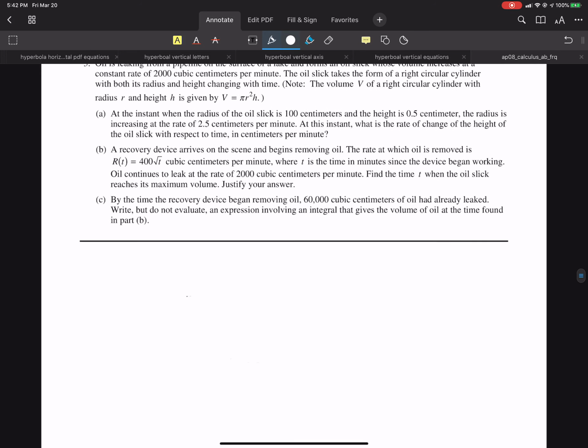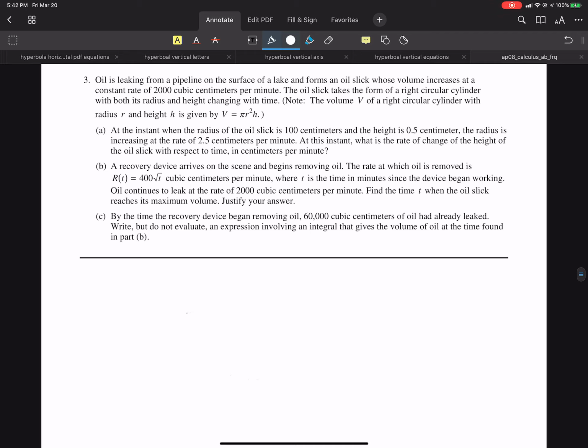Okay, let's read. By the time the recovery device begins removing oil, 60,000 cubic centimeters of oil has already leaked. Write but do not evaluate the expression involving an integral that gives the volume of oil at the time found in part B. Okay, so in part B, the amount of oil, there's already 60,000 cubic centimeters before it began pumping. So in the previous question, technically the starting amount would have been 60,000, but it didn't matter because it canceled out. In part B, we assume there was 60,000.